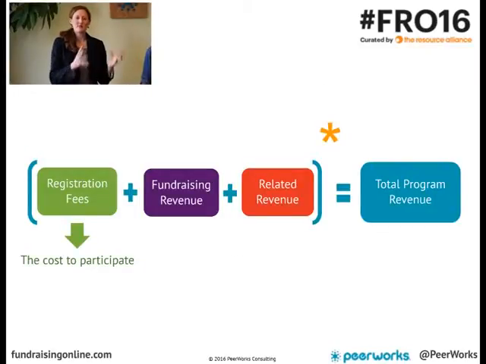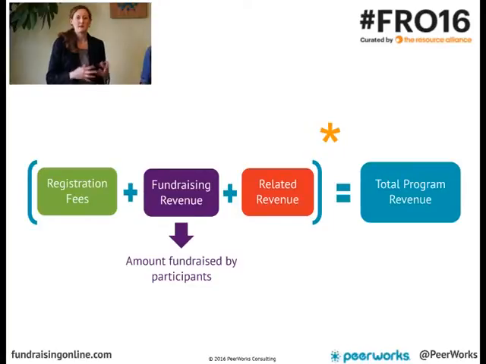The first bucket, the first area where your events make money, is in registration fees. A lot of times, charities are charging a registration fee in order for participants to participate in the event. It's quite common practice. There's a lot of reasons why we love a registration fee, but one of them is that it brings early cash flow into the event.